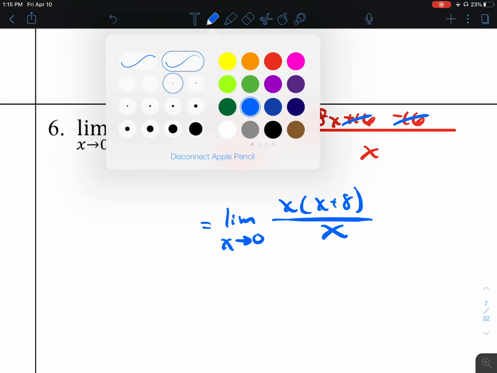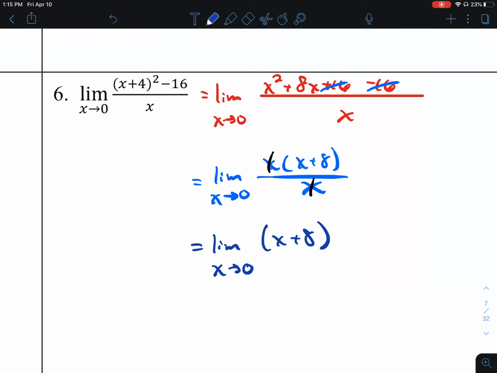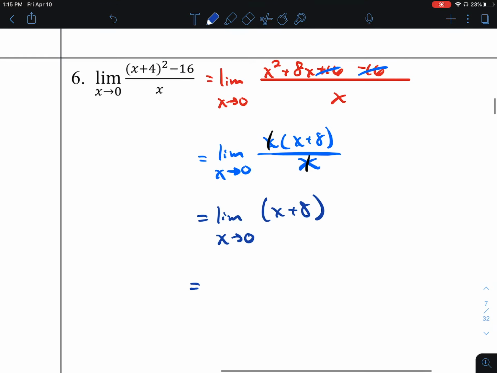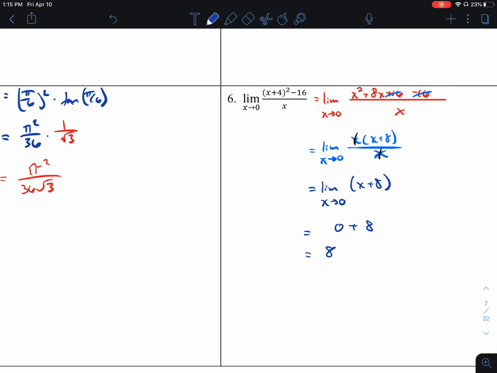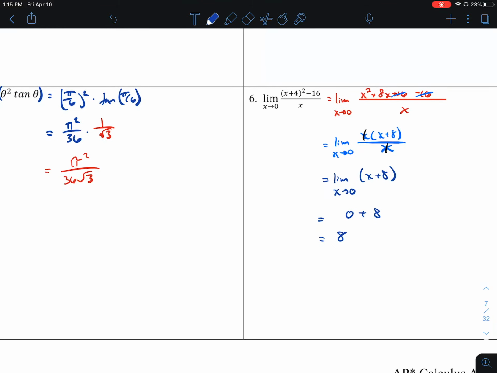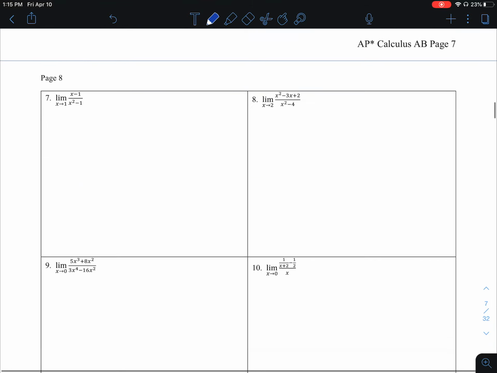By doing that, we can cancel an x from the top and the bottom. That means there's a hole in the graph at x equals 0, which explains why we couldn't use direct substitution. Can't find the y value when there is no y value at the x value. To evaluate the limit, we then put 0 in for the x. Once you evaluate the limit, you stop using limit notation. So this is 8. This means that this graph has a hole at 0, 8.